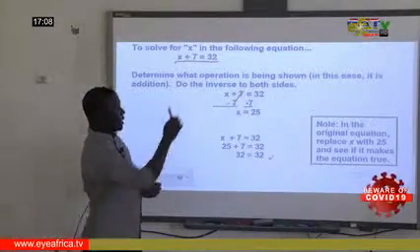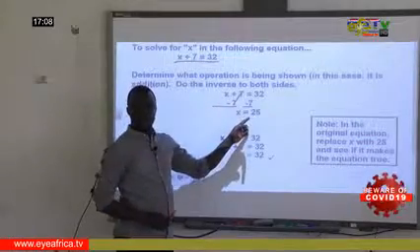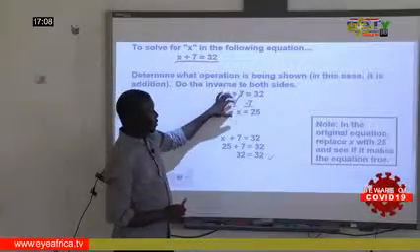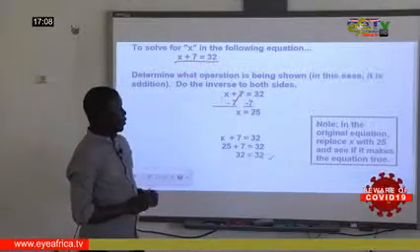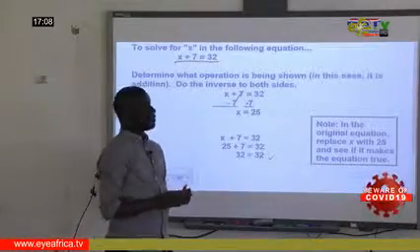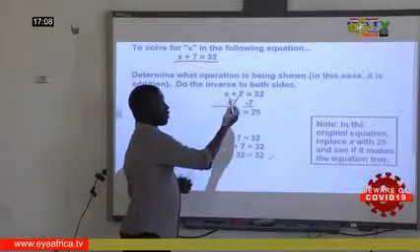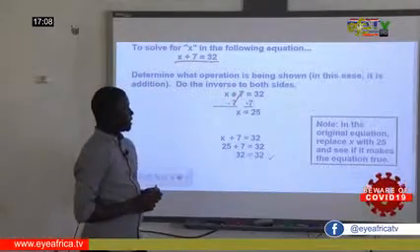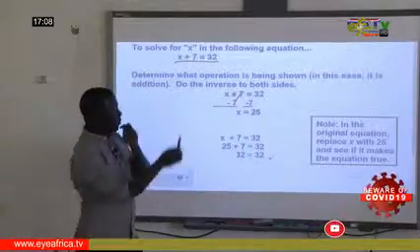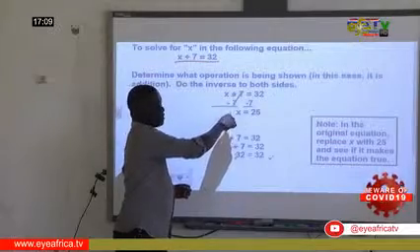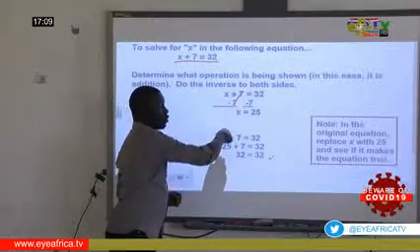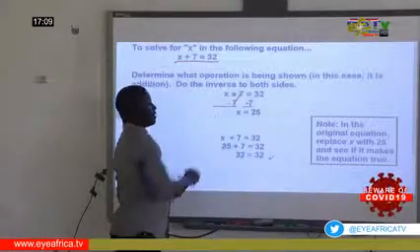As we said in our previous slide, we need to isolate the variable to find its value. In isolating the variable, we must make sure the variable is alone here. How do we do that? By undoing the 7. How do we undo the 7? By using the inverse operation of the 7 here. You can see it is a positive 7, plus 7. So the inverse of addition is subtraction. All we need to do is subtract 7 to undo the 7 here.